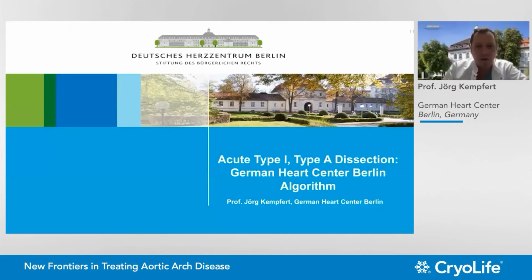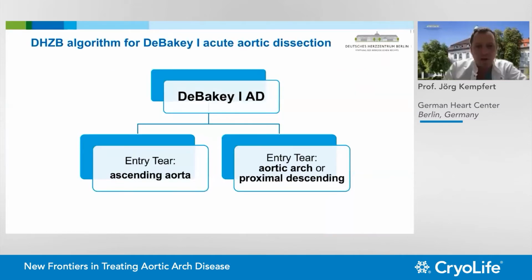I would like to share with you a couple of case examples and also maybe fire up the discussion on when to use which strategy or which device. So obviously the decision making should be based on the entry tear. If the entry tear is only affecting the ascending, then obviously a limited procedure can be justified, whereas if the arch is affected, I guess we need to do a more aggressive procedure.